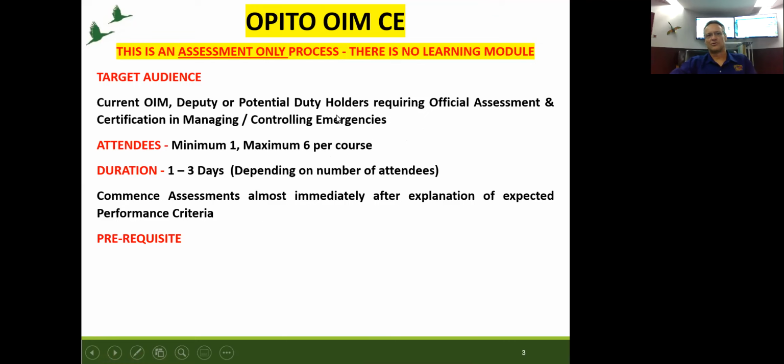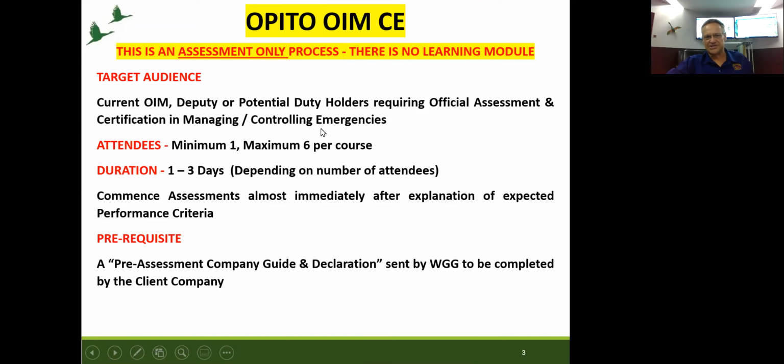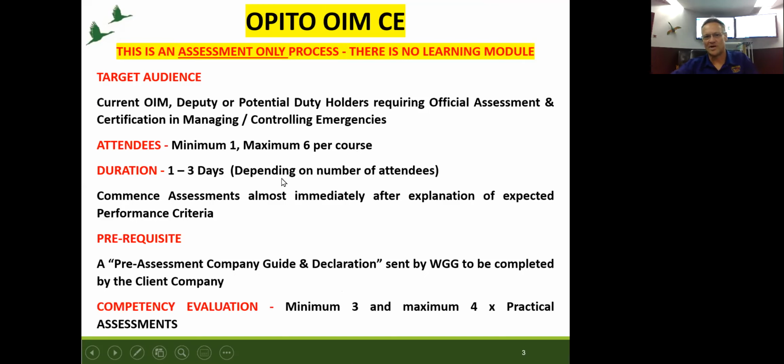The prerequisite, of course, and I've alluded to this already for the OEMCE, is that in addition to being ready to undergo the assessment, the company must confirm that to us in writing. We will send them a pre-assessment company guide and declaration. They have to complete that, and that's basically a confirmation that the attendee that they send is ready in all respects to undergo the assessment. That benefits the client company. They don't waste money by sending someone who's not ready and then get a failure. It also, of course, benefits the delegate to make sure that they are ready.